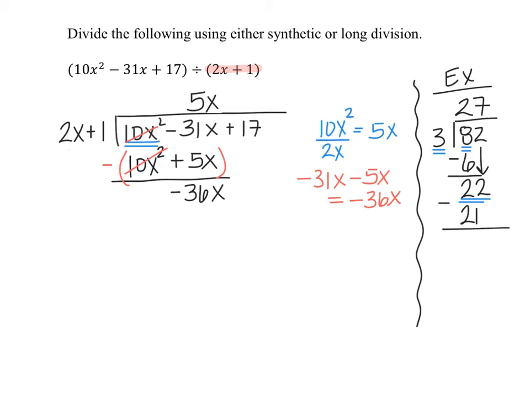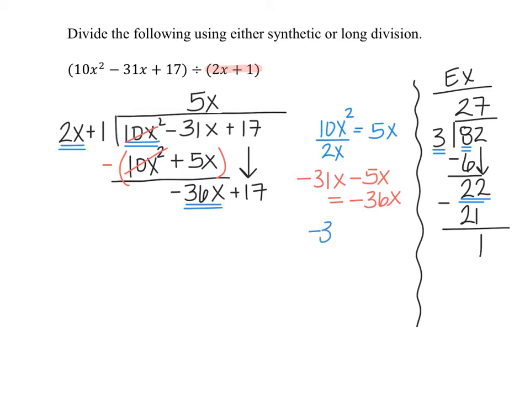And then we would subtract, and we'd end up with a 1. So let's look at the similarity with polynomial long division. We'll next bring down our next term, which is a positive 17. And then this process is going to repeat. We'll divide the leading term, 2x, into our leading term here, negative 36x.